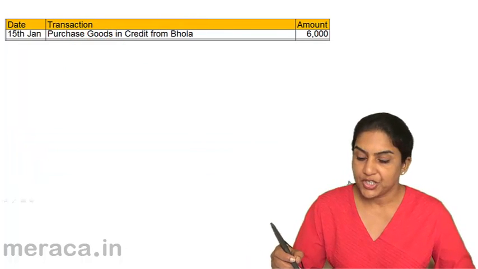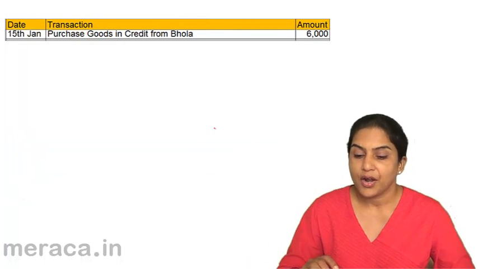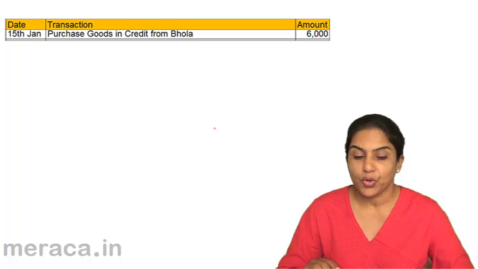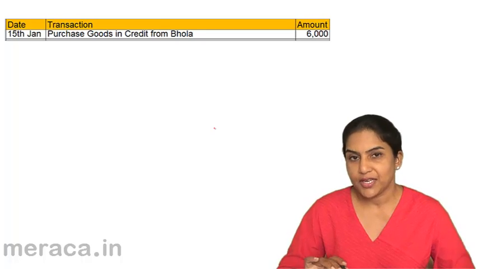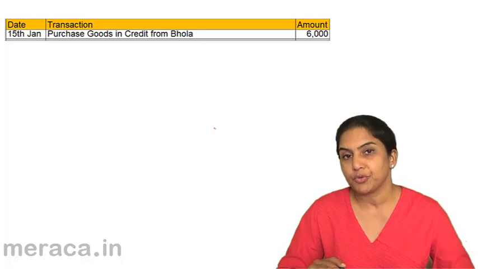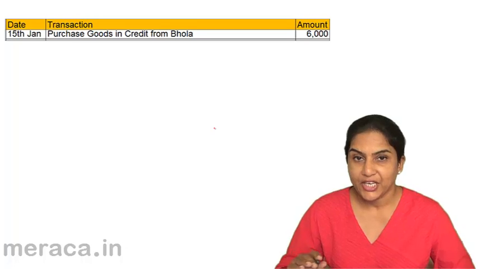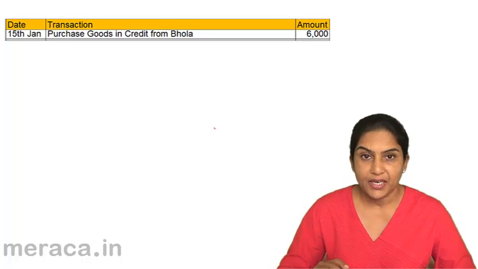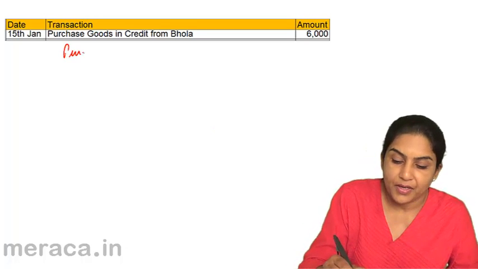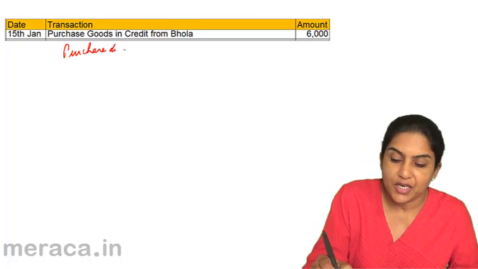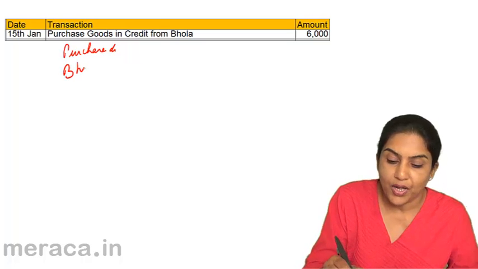Next, purchased goods on credit from Bhola. Slightly different. From Mohan, when we purchased goods, we paid cash, account settled. But here, it's on credit from Bhola. What are the accounts involved? Again, we say purchases account and Bhola account here.